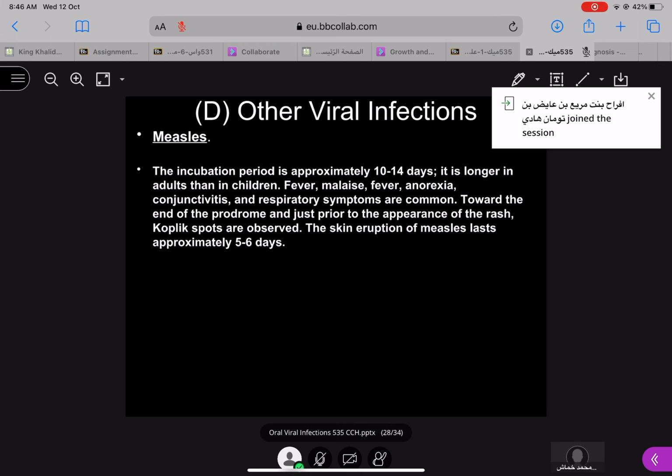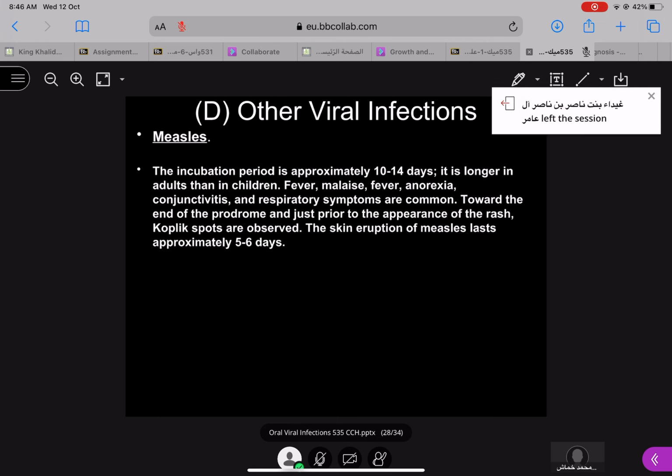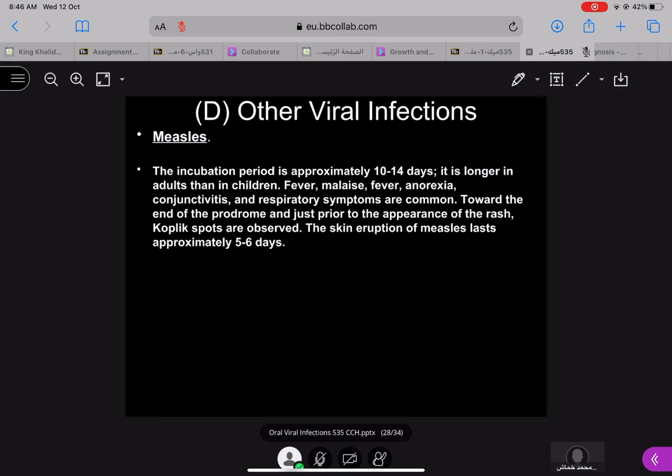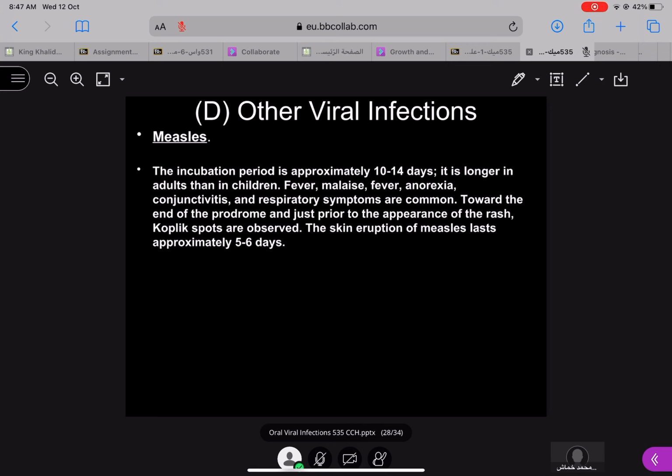Another viral infection is measles. The incubation period is approximately 10 to 14 days. It is longer in adults than in children. Fever, malaise, anorexia, conjunctivitis, and respiratory symptoms are common toward the end of the prodrome and just prior to the appearance of the rash.